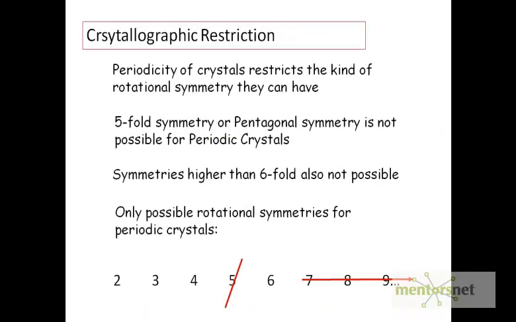There is an interesting theorem of crystallography, well known as crystallographic restriction, which says that the periodicity of a crystal restricts the rotational symmetry it can have. For example, a crystal cannot have 5-fold symmetry, and also it cannot have any symmetry more than 6-fold. So the only possible rotational symmetries which a crystal can have are 2, 3, 4 and 6. Of course, 1-fold is equivalent to 0 of symmetry, that is no symmetry.